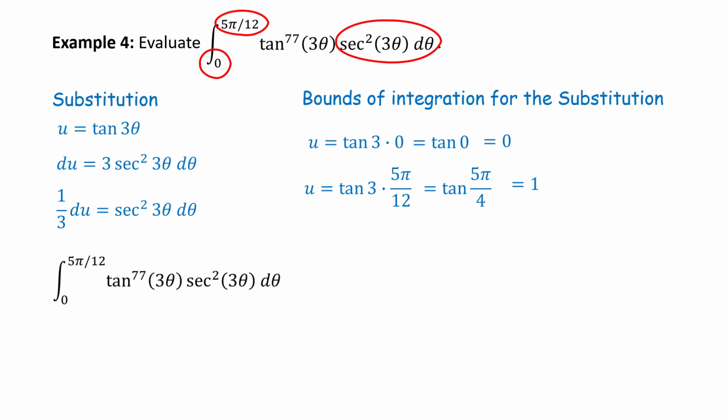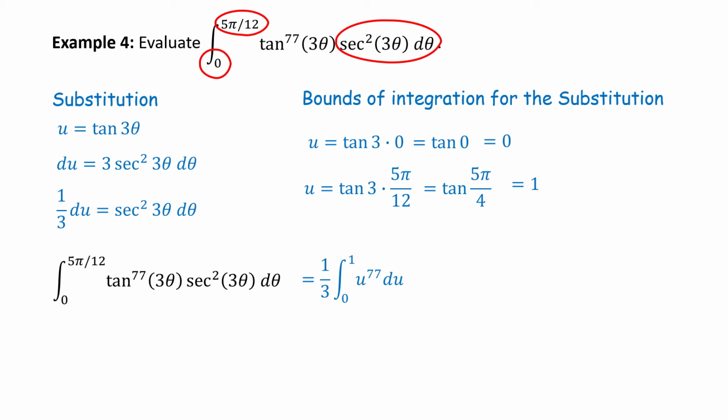So for our integral, we will reconstruct it using the substitution values. The 1/3 we'll go ahead and write on the left side of the integral. Instead of integrating from 0 to 5 pi over 12, we now integrate from 0 to 1. And tan to the power of 77 of 3 theta, we'll write as u to the power of 77. And where secant squared 3 theta d theta was, we just put in du.